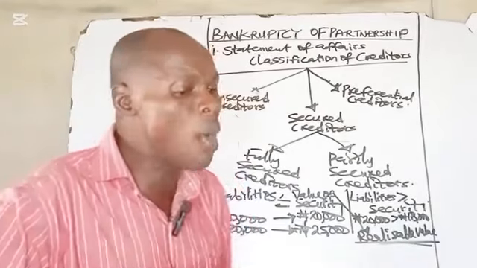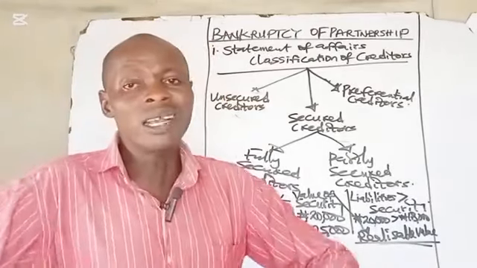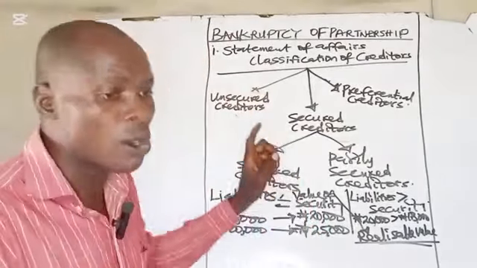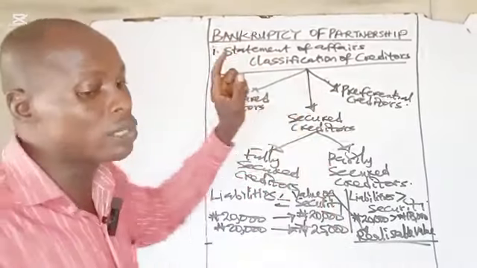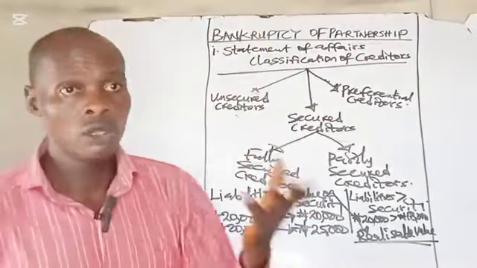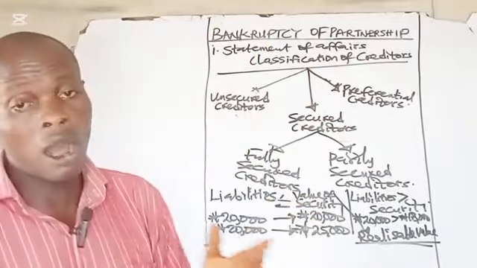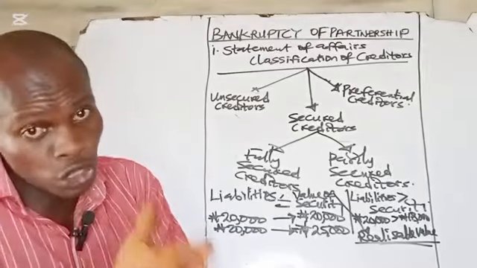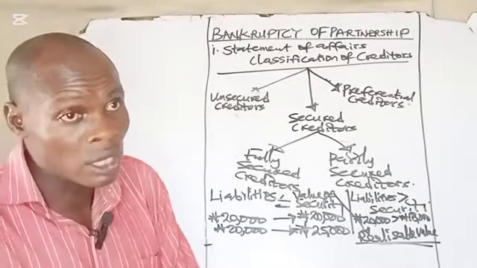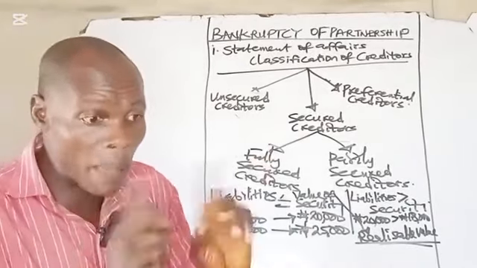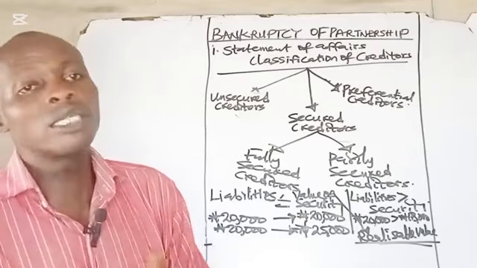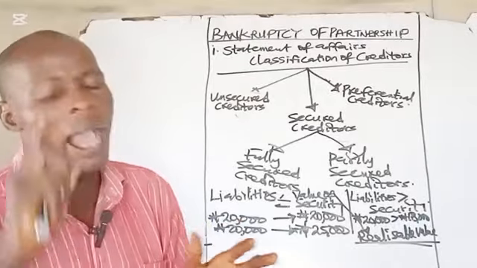Then we also have wages and salaries, including commission, due to employees over a period of 4 months to the date of the bankruptcy, and the amount involved must not be more than 300 naira per employee.